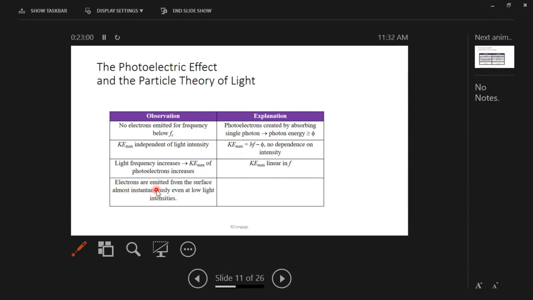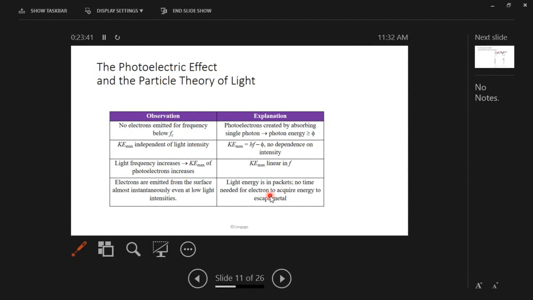And then electrons are emitted from the surface almost instantaneously. That wasn't the prediction with a classical view, because if the intensity is very low, we have to wait for those electrons to capture enough energy. But in this view, electrons don't have to wait. As long as there is a collision between a photon and an electron, as long as that photon has enough energy, more than the binding energy, the electron is going to be ejected. So we are not going to need to wait for the photoelectric effect to happen.